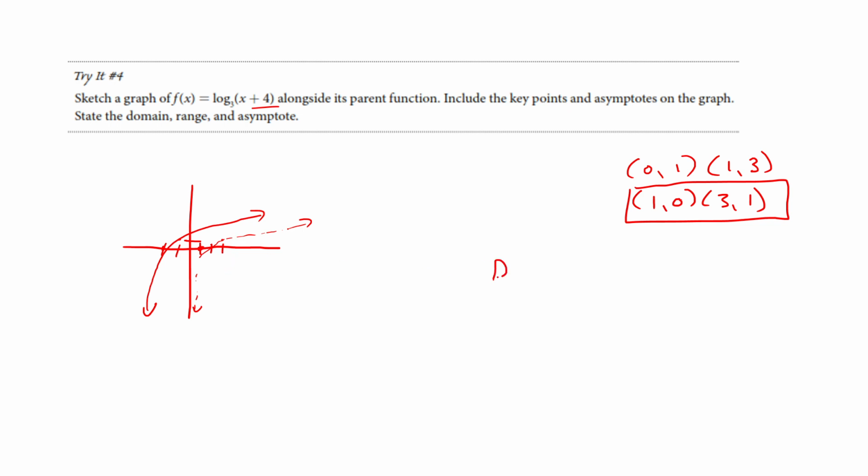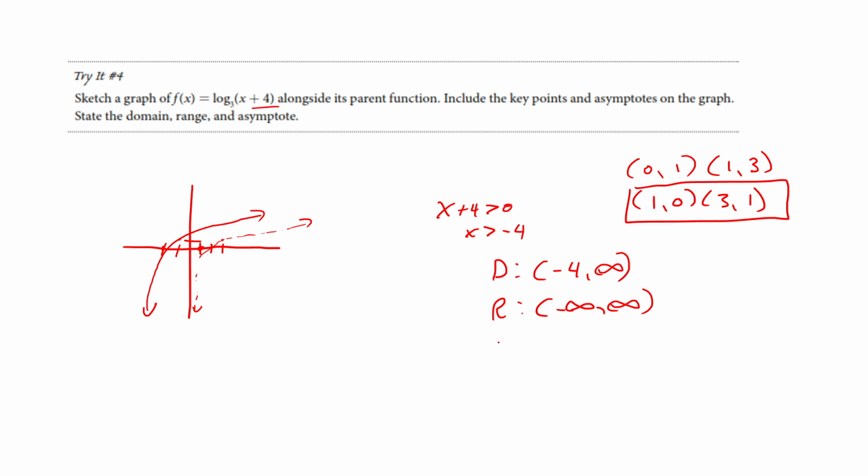Okay, let's do the domain first. Our domain, remember, x plus 4 has to be greater than 0. So we're doing x is greater than negative 4. So my domain is then negative 4 to infinity. My range is always going to be everything. If you think about what's happening in this picture, it's going off in each direction. Doing my ruler, I'd be hitting something everywhere.